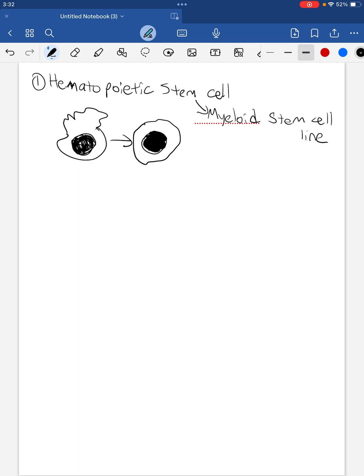Okay, there's our nucleus there. Pro-erythroblast. This is our hematopoietic stem cell. So our pro-erythroblast is going to divide many times, okay, and then transform into a basophilic erythroblast, which looks very similar.